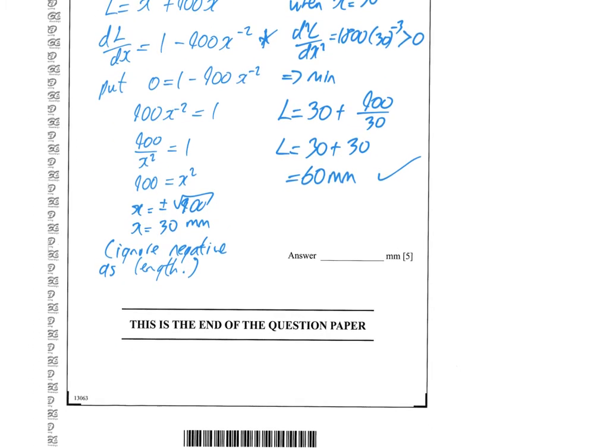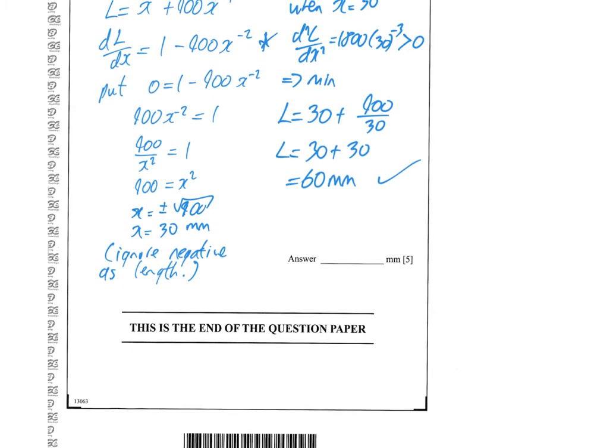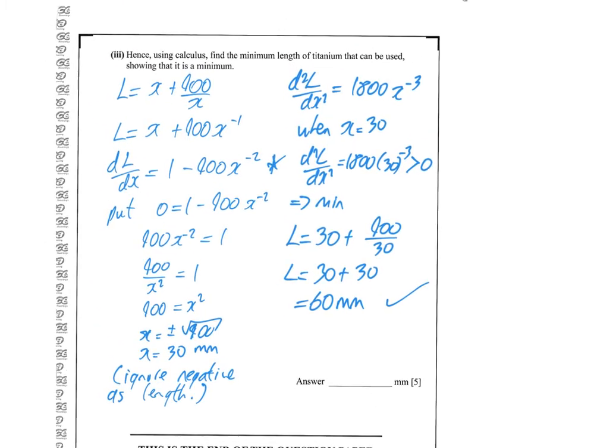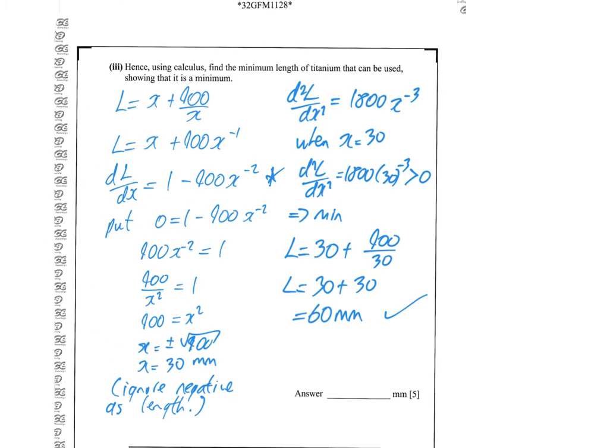Okay, just check. Last thing. This is the end of the exam question paper, and you just go back over your exam, check it for any silly mistakes, or go over any questions that you may have had trouble with.